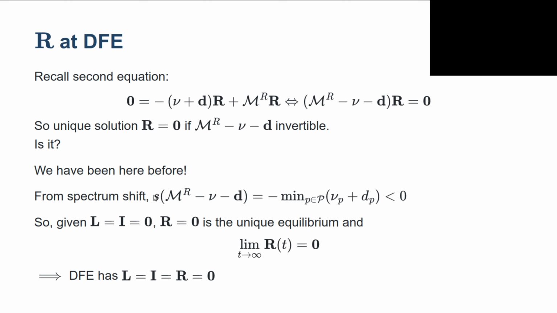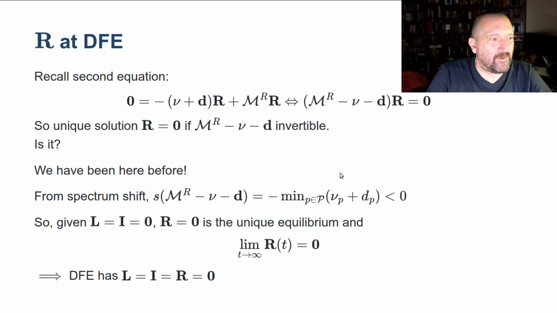So essentially, as we did before, we do a spectrum shift. And we see from that theorem that I gave you earlier that when we perform that shift, we shift the whole spectrum left. In particular, we shift the spectral abscissa to a value that's negative. So R equals 0 is the only solution, because that matrix is invertible. And the same way as we did before, since all these eigenvalues are negative, the limit of R of t is that equilibrium. So at the disease-free equilibrium, I have L equals I equals R equals 0.